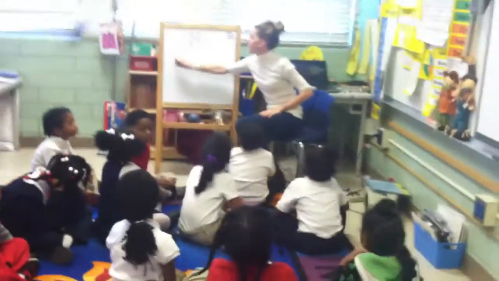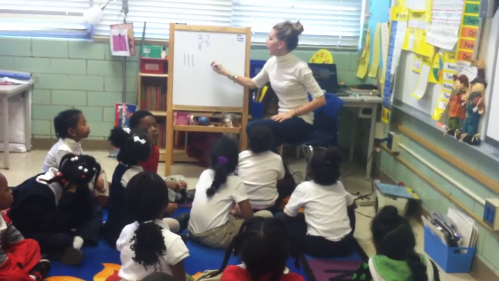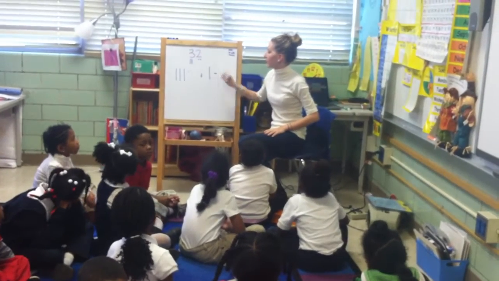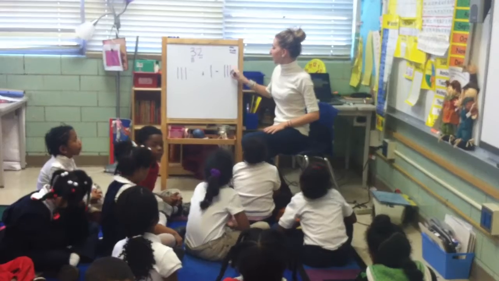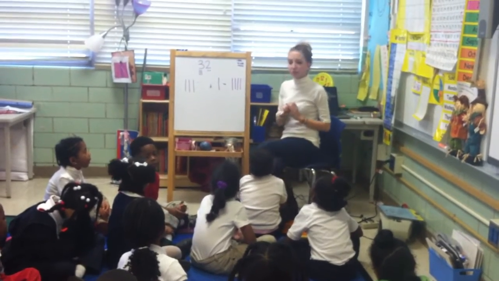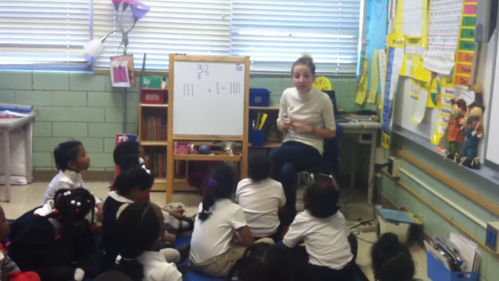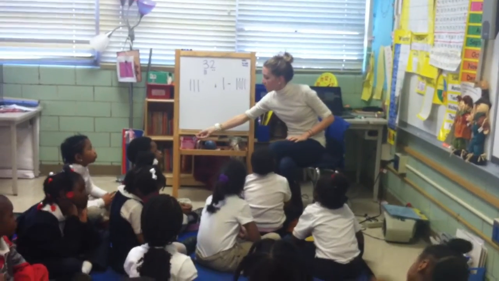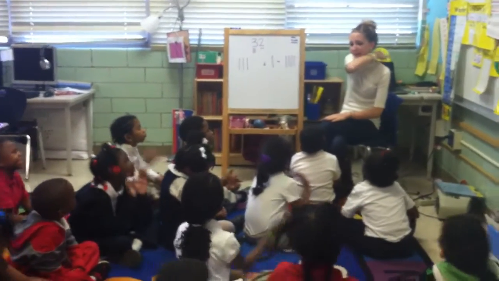Another way of looking at it is if we have 32, and then we're going to add another 10, all we have to do is now see that we have 4 towers of 10 and 2 towers of 1, and that makes 42. You did a wonderful job with that. Thank you so much. Give yourself a pat on the back.